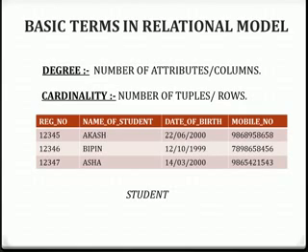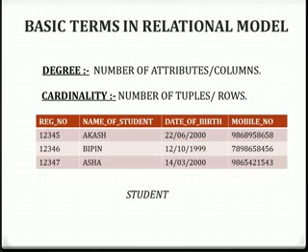What all terms did we study? The first was the name of the table, which is called the relation. So in this particular table, the name of the table is student. So the relation is student. Next we studied the attribute. Attributes are the names of the columns. So the names of the columns are registration number, name of student, date of birth and mobile number in this particular table. So these are the attributes, the headings.